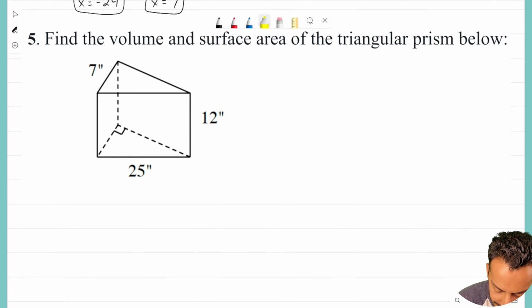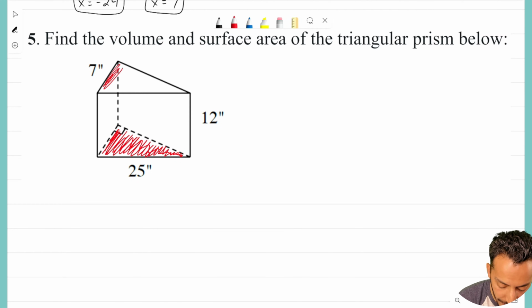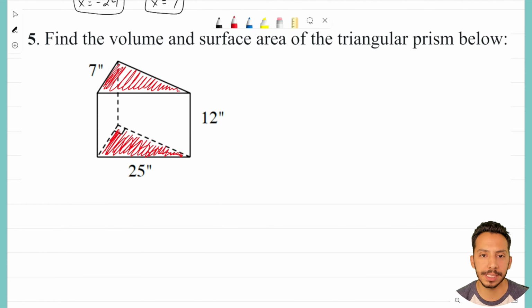In case you forgot what a prism is, take a two-dimensional shape. Look, we got this triangle here on the bottom that I'm shading in red. We have our two-dimensional triangle, and we have stacks of it going up. There's actually 12 inches of those triangles stacking up, one on top of the other, ending with this same red triangle on top. That's what a prism is.